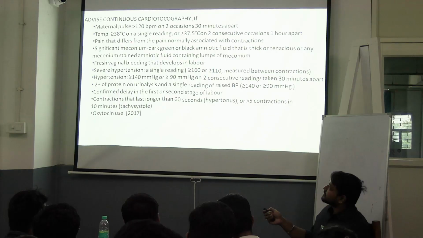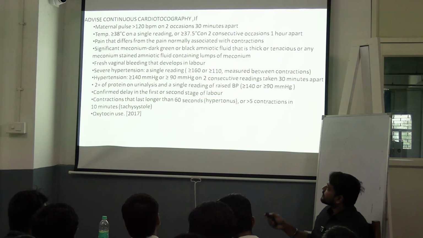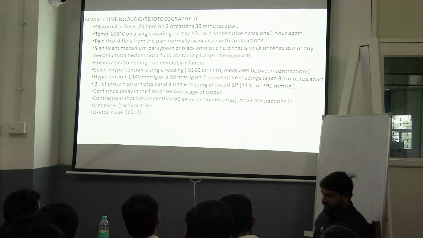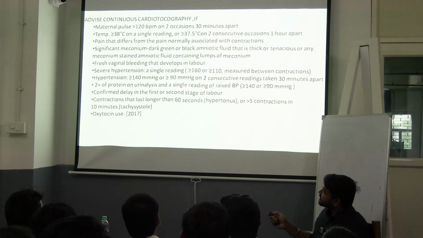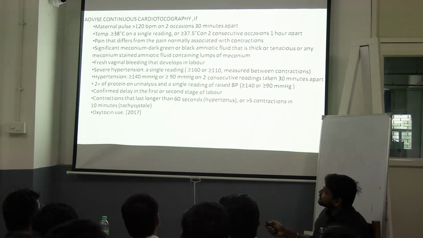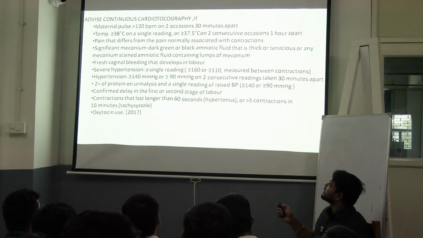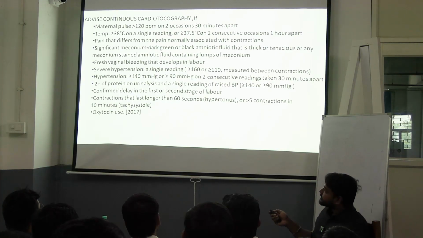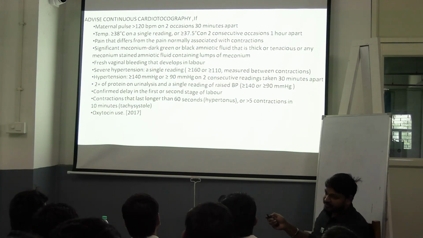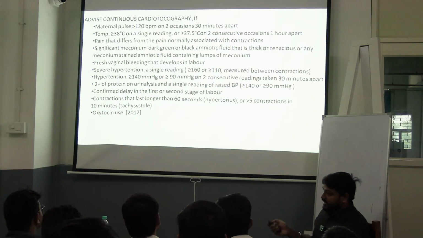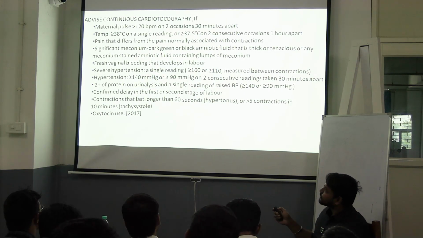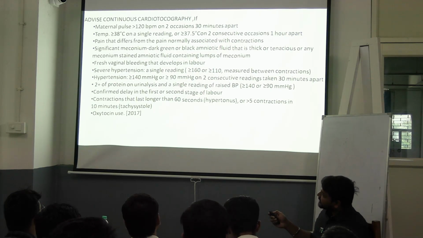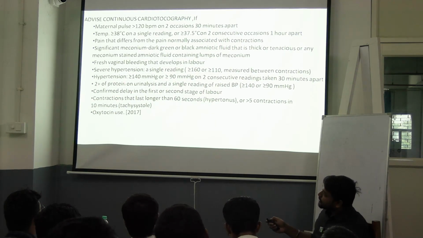See, if maternal pulse is more than 120, on 2 readings 30 minutes apart. If the BP is more than 160/110 on a single reading, or if BP is more than 140/90 on 2 consecutive recordings. This is the criteria for hypertension, severe preeclampsia and preeclampsia. Severe preeclampsia means BP more than 160/110. Preeclampsia is more than 140/90 on 2 occasions with proteinuria.